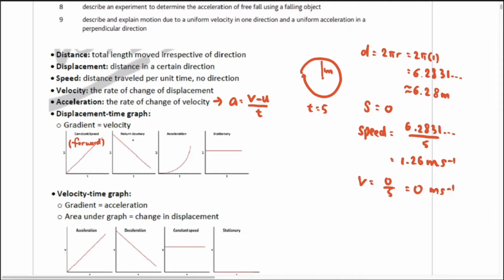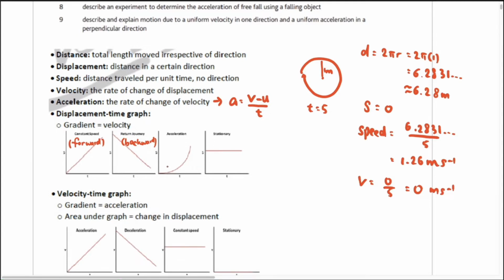Okay, so if you have a straight line going down, and you count the gradient, you will get a negative value. Negative velocity means it is going backward, but at constant speed, going backward with constant speed, okay? Because the gradient is the same all the way. Okay, so going backward with constant speed.